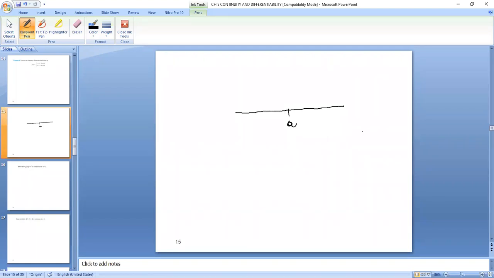Now I am taking a number h. Its value will be very small, tending to 0, right? It can be 0.00000001. It will be very small. h will be a very small number.